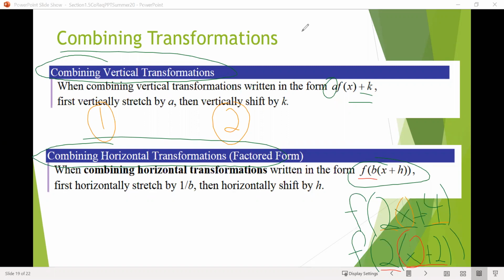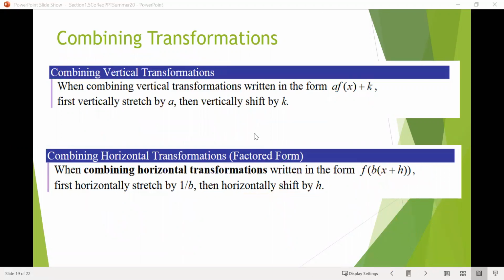When we have it like that, then what we do is similar to above: we do the horizontal stretch or compression first. So based on what the value b tells us to do, and remember, it gets stretched by the reciprocal of that value for b, so that's why it says 1 over b. And then we horizontally shift by h, so shift left or right depending on what the value of h tells us to do. So in a similar order as above.